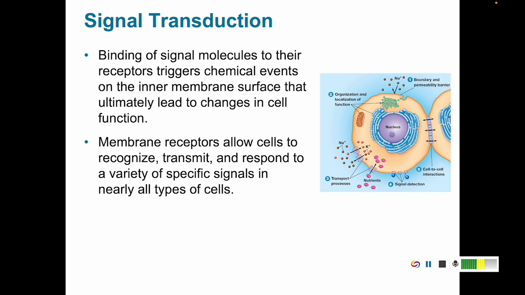When a signal molecule binds to the receptor, that triggers chemical events on the inner membrane surface that eventually are going to lead to other things, could even go as far as transcribing new genes. Membrane receptors allow cells to recognize, to transmit, and to respond to different signals. This plays an important role in all of our cells being able to interact with each other and form functional tissues, and for tissues to interact together and form functional organs, and even to have a functional entire organism.